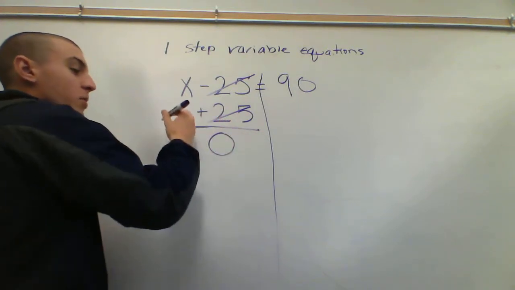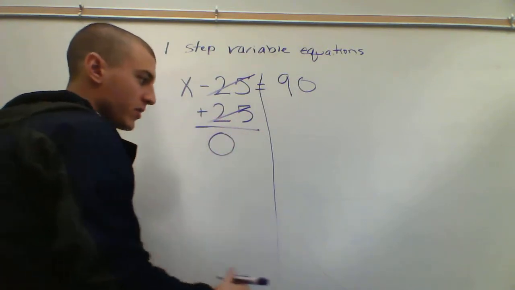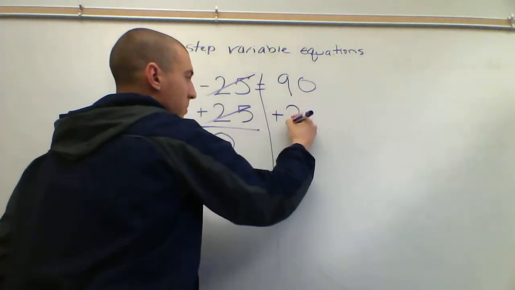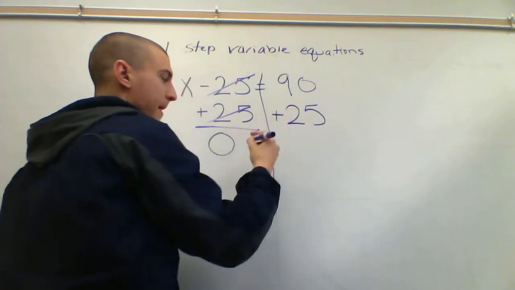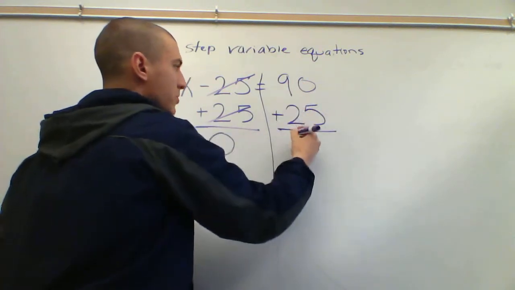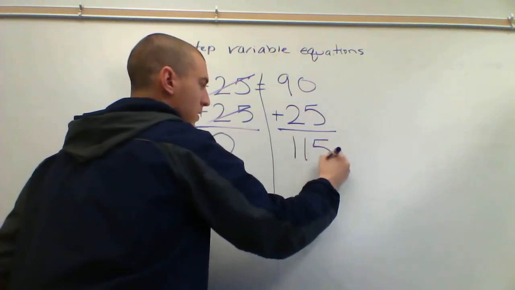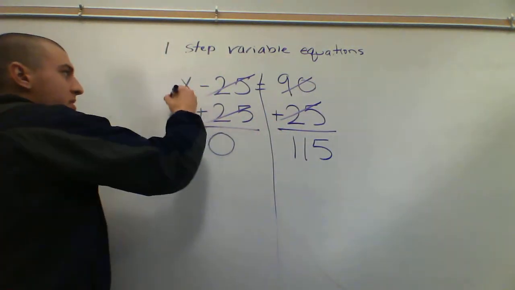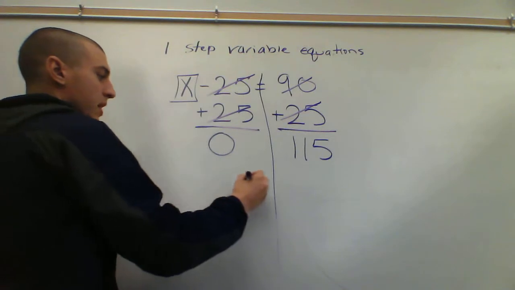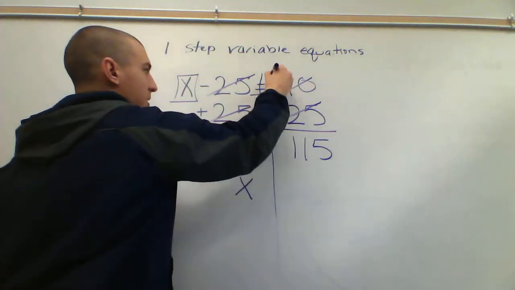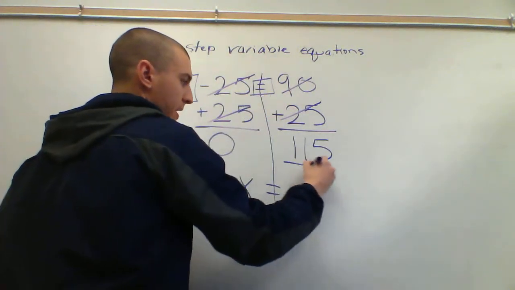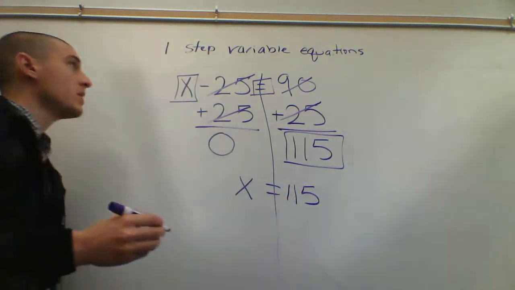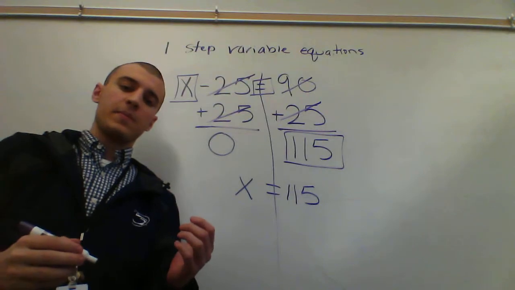Whatever we do on one side of the equation, we also do on the other side of the equation. So we said plus 25 on that side, plus 25 on this side, which equals 115. 90 plus 25 equals 115. Now we still have left our x, our equal sign, and our 115. So that is your one-step variable equation. That's how you solve.